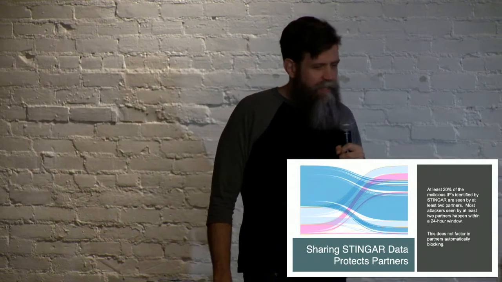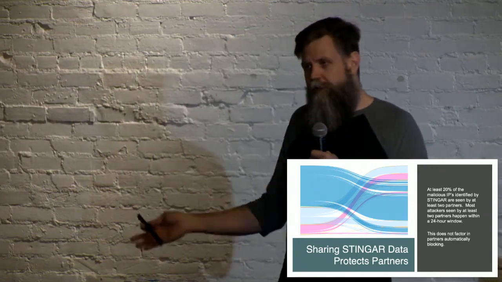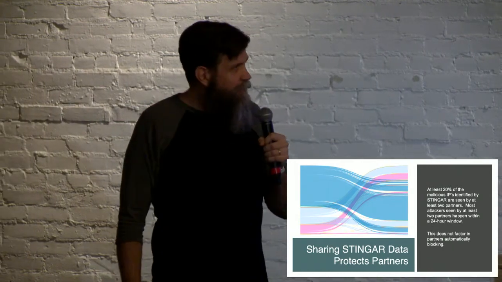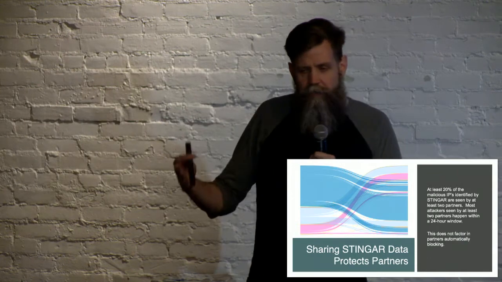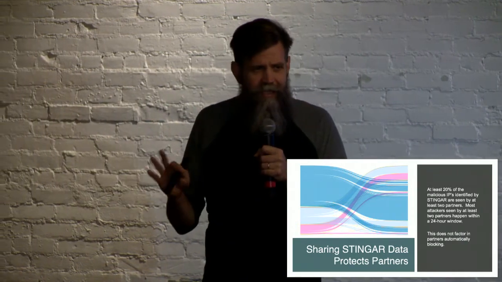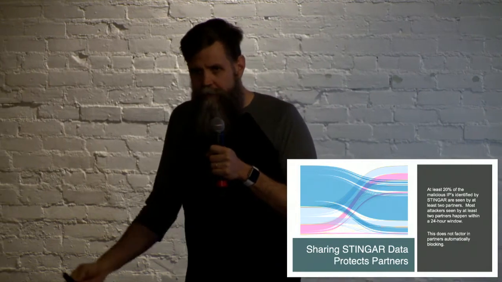About 20% of the IP addresses that are seen by one partner are seen by another partner. That's not bad overlap. When we do see that overlap, it typically takes somewhere between 19 and 24 hours for them to go from one partner to another. So these things are still moving fairly quickly.